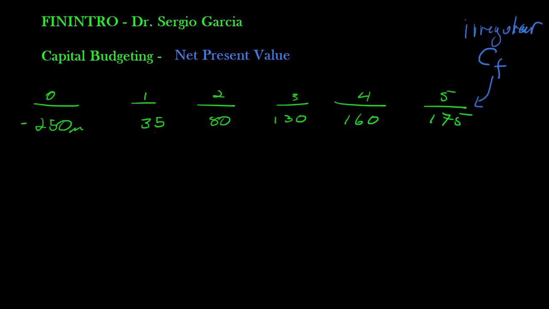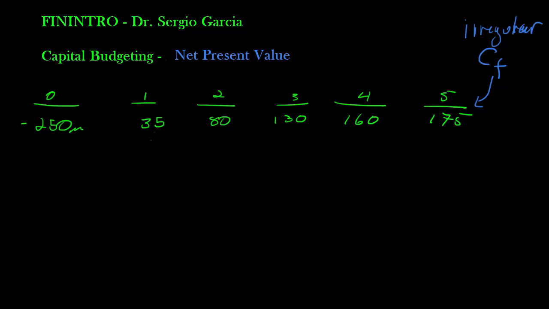We're going to take this 35 and discount it back to time period 0. Okay? This isn't anything different from what we did in chapter 3, except that here we have this initial investment. Before, at time period 0, we only had a 0. Now we have an initial investment of $250. So that's not different at all, right?